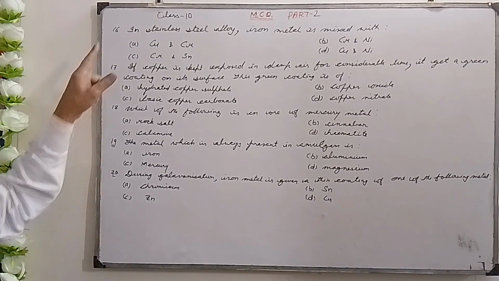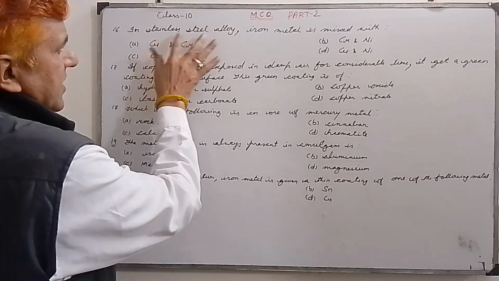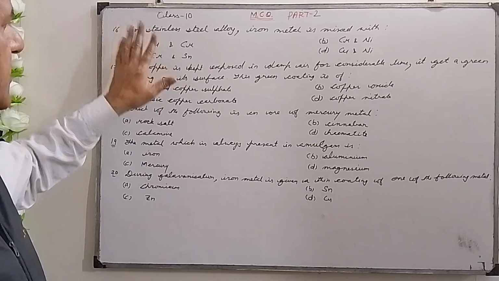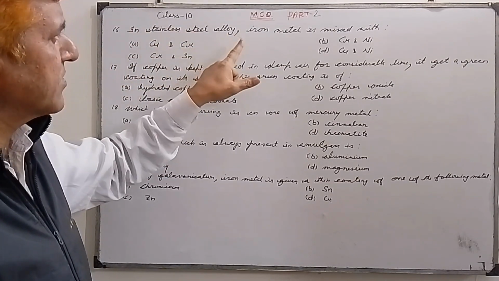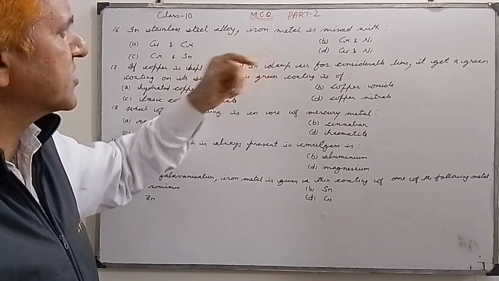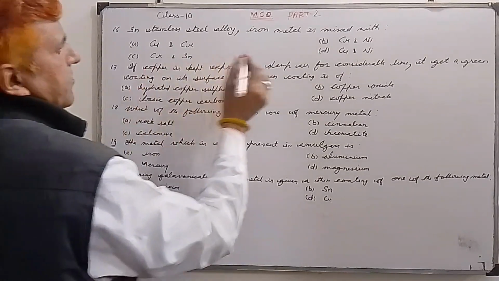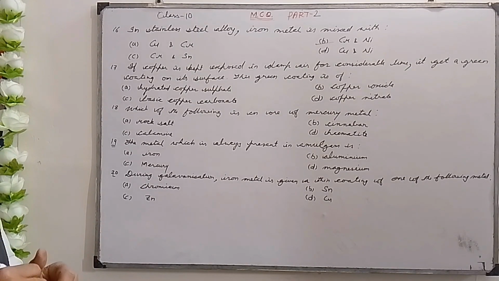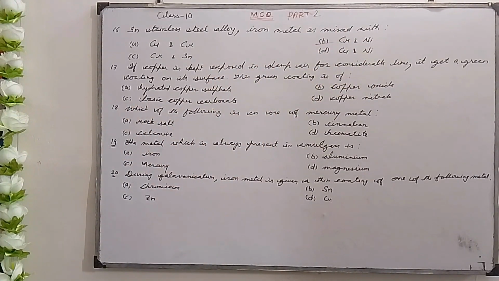Now, my dear students, we have question number 16. In stainless steel alloy, iron metal is mixed with... Always remember, my dear students, that in steel, iron is mixed with chromium and nickel. So our B option is correct. Always remember that stainless steel alloy is a homogeneous mixture of iron, chromium and nickel. Please remember this, very important.